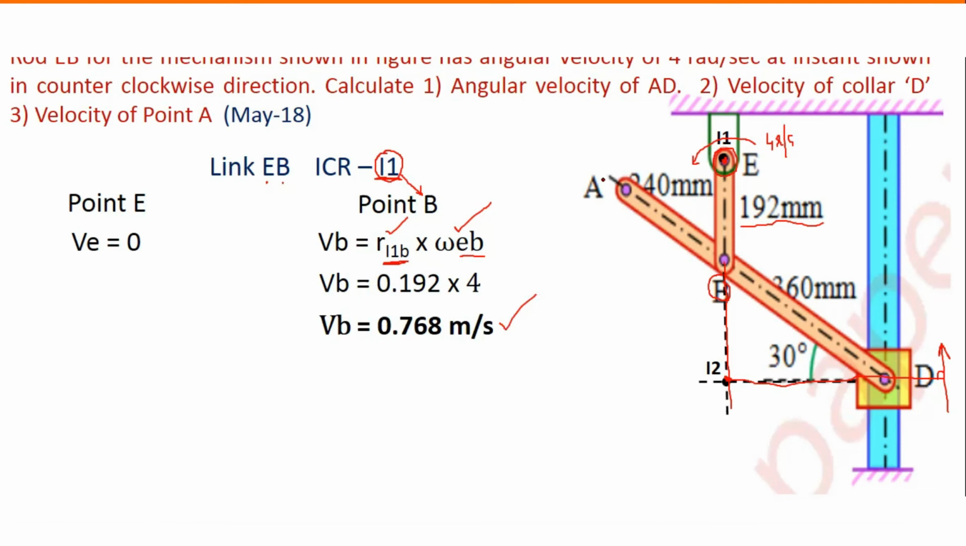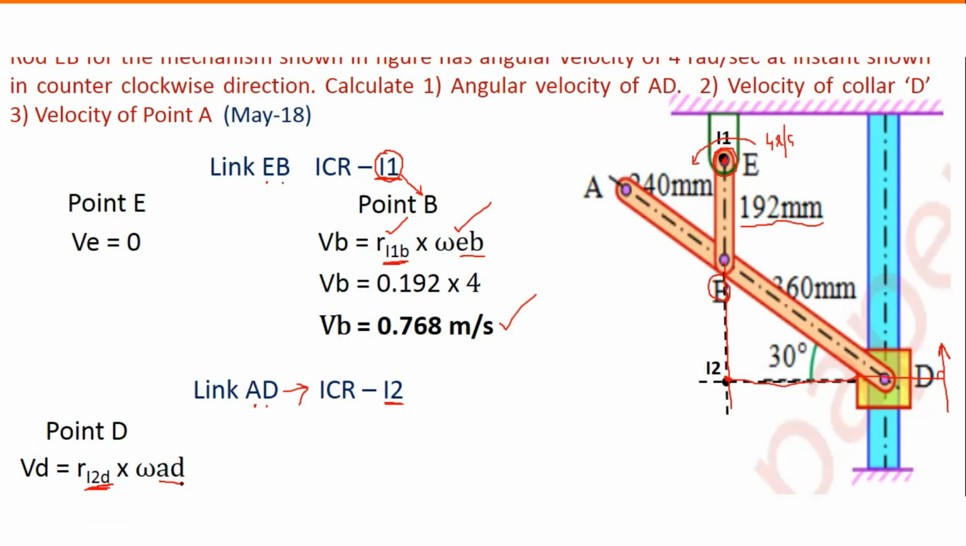Now what is next? Next is link AD. So I will write link AD. And what is the corresponding ICR to link AD? It is ICR I2. Remember this. Now what are the 2 points? The 2 points are A and D. So I will write point D and point A. For point D, the equation will be VD = R(I2D) × omega AD, because the ICR is I2 and the point is D.